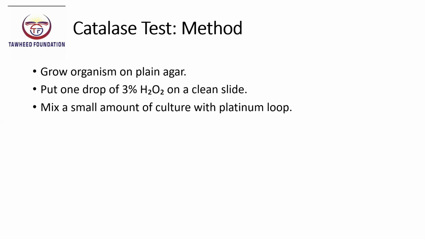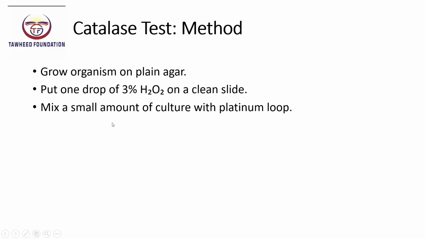For the slide method, place a small drop of 3% hydrogen peroxide on a clean glass slide. Using a sterile loop or wooden stick, transfer a small portion of bacterial colony, not including agar, and mix gently in the hydrogen peroxide drop. After that, observe immediately for bubble formation.